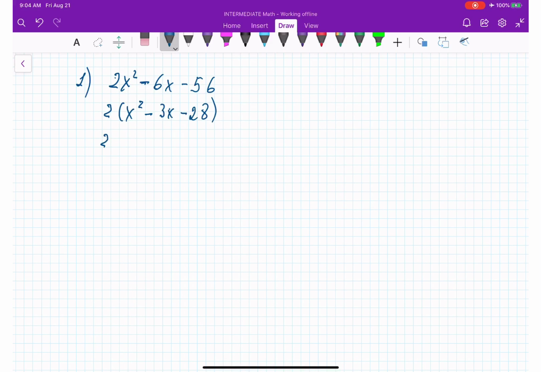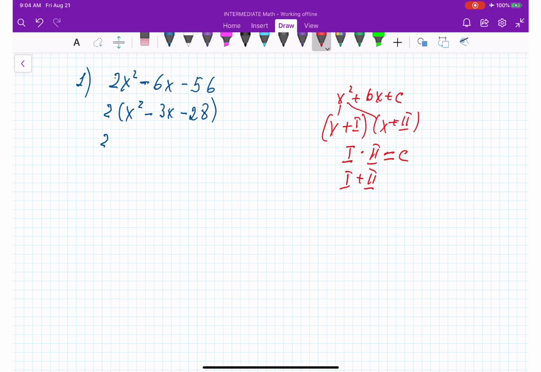Now x squared minus 3x minus 28. What we are going to do here, we need to factor with the format x squared plus bx plus c, which is going to be formatting. One x comes here, another x comes here, and here is going to be number 1. Here is going to be number 2, with the purpose that first number times second number, I have to get C. First number plus second number, I have to get B. There is a video on this channel, intermediate math channel. Who doesn't remember, you can go back and look.